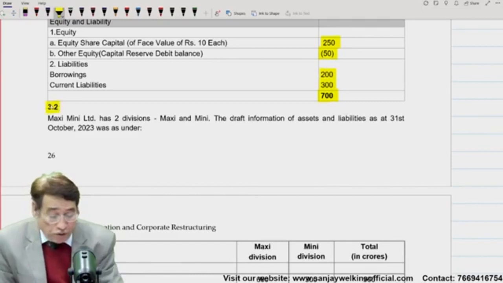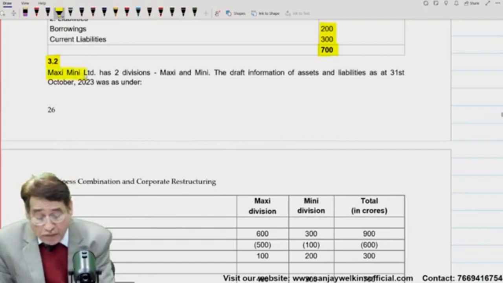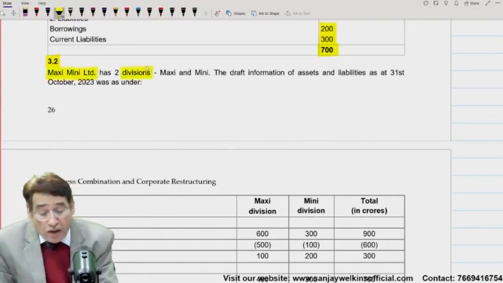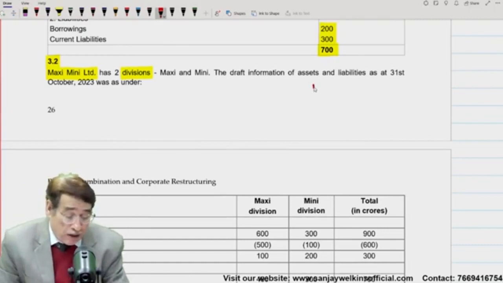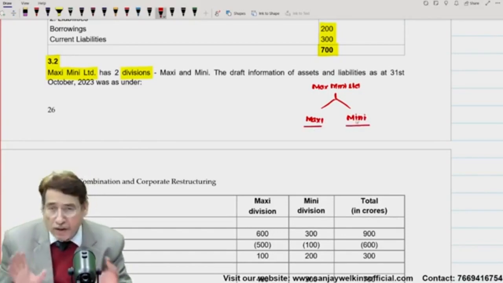Coming over to 3.2. Even this question can be managed by yourself. In this case, Max and Mini Limited has two divisions. Try to understand in this question. Name of the company is Max Mini Limited. Max Mini Limited is your demerged entity. And this entity is having two divisions by the name of Maxi Limited and Mini Limited. Is it clear to you?